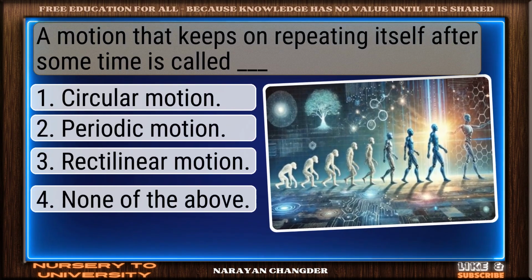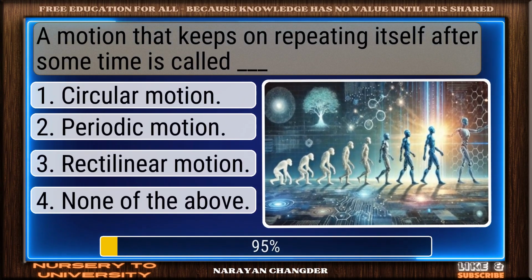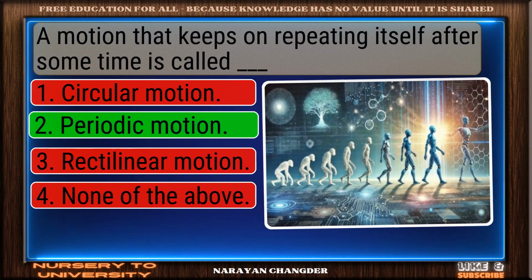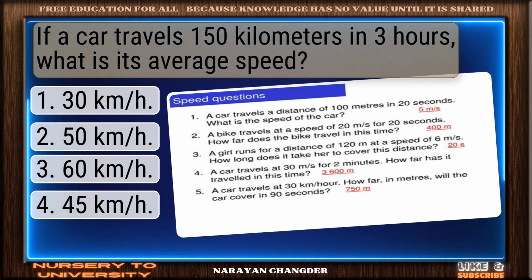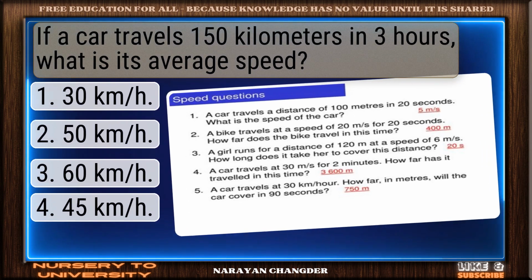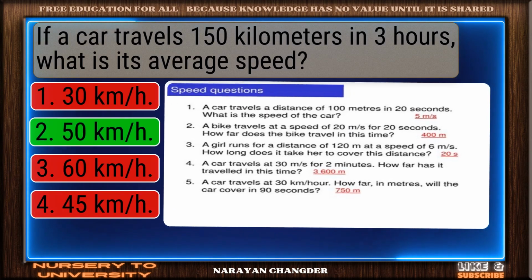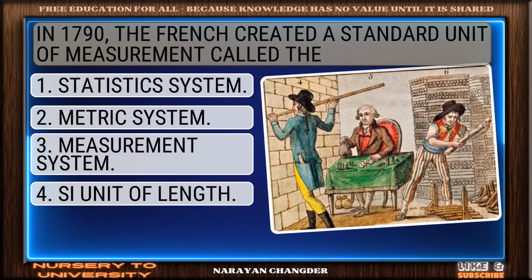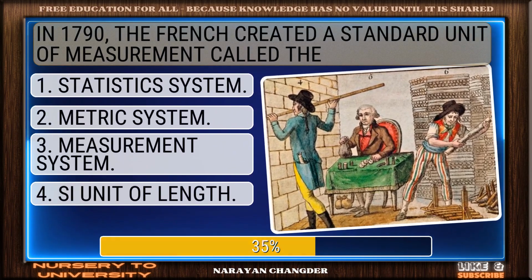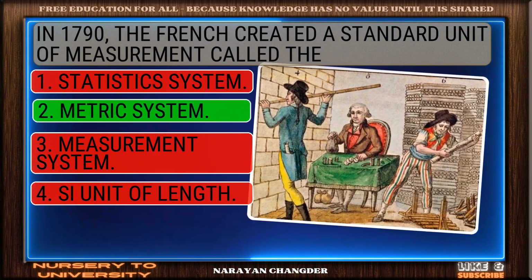A motion that keeps on repeating itself after some time is called dash. Correct response. Periodic motion is the most accurate answer. If a car travels 150 kilometers in 3 hours, what is its average speed? Excellent choice. 50 km per hour is the right answer. In 1790, the French created a standard unit of measurement called the dash. Well picked. Metric system is the correct answer.